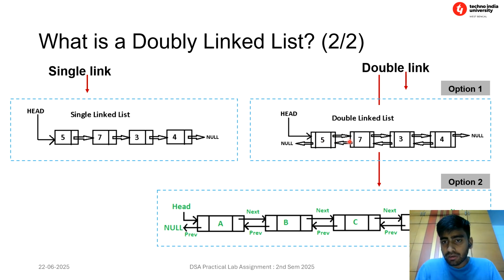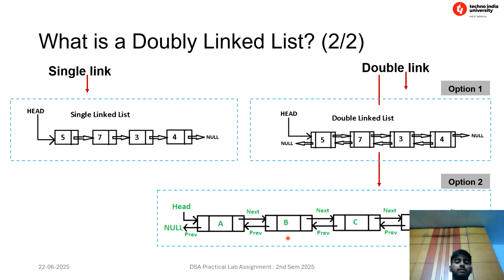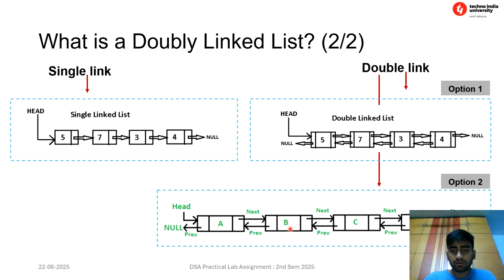Now each node, for example, let's take this node B. The B node has a data field, the B, and a next pointer, just like a single linked list, which points towards the next node. But this node, unlike in a singly linked list, also has a previous pointer, which points to the previous node in the linked list. This helps us traverse this way as well and this way as well.